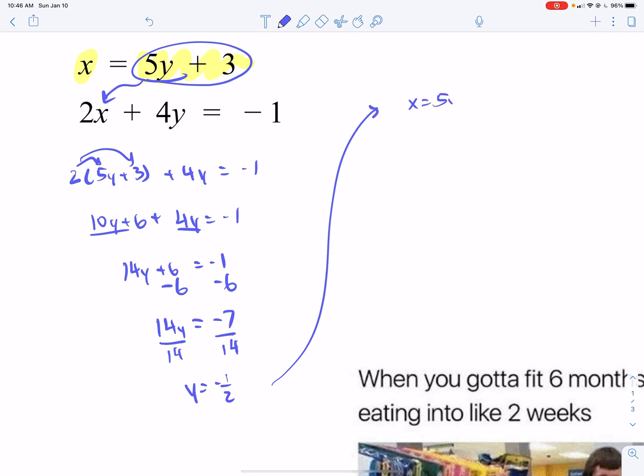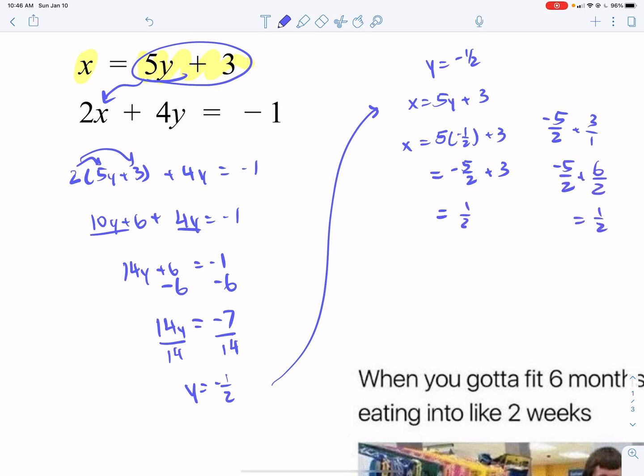I'm going to use the first equation because it seems like the easiest one. So instead of y, I'm going to put negative 1/2 plus 3. So this is equal to negative 5 over 2 plus 3, which is negative 5 over 2 plus 3 over 1, negative 5 over 2 plus 6 over 2, you get positive 1/2. So it looks like x is equal to positive 1/2, so my ordered pair is going to be 1/2, comma, negative 1/2. So this is how you solve systems of linear equations using substitution.